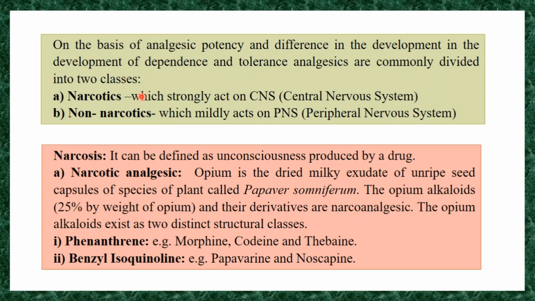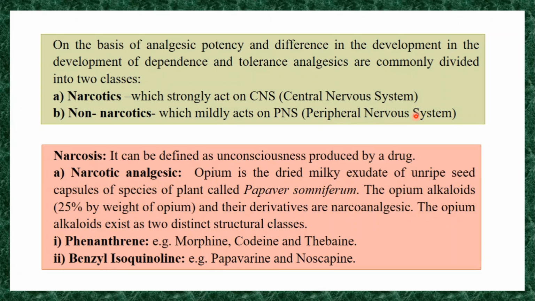What are narcotics? Narcotics are the drugs which strongly act on CNS. CNS means central nervous system. That drug is called a narcotic. And non-narcotics are the drugs which mildly act on PNS, that is peripheral nervous system.